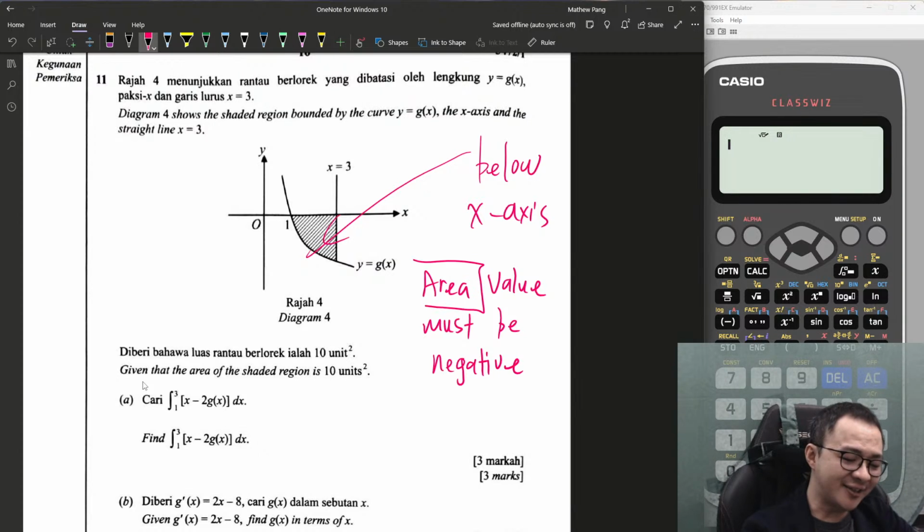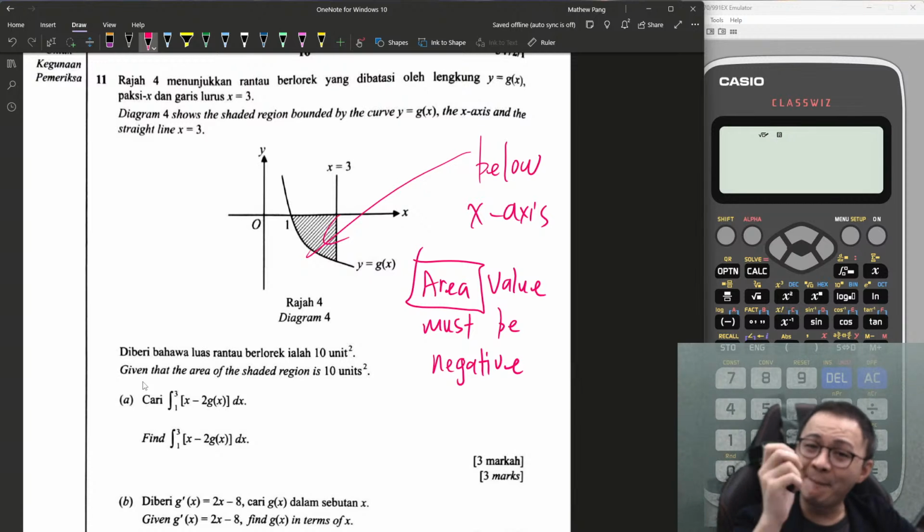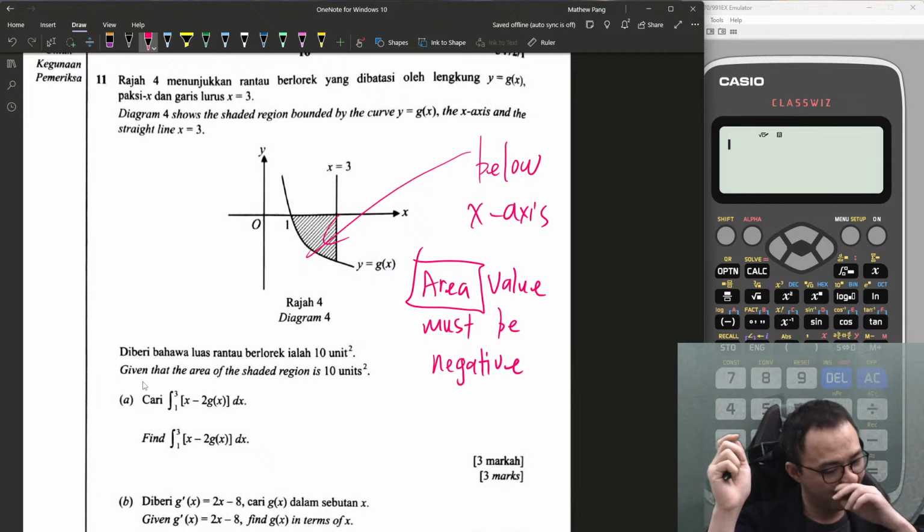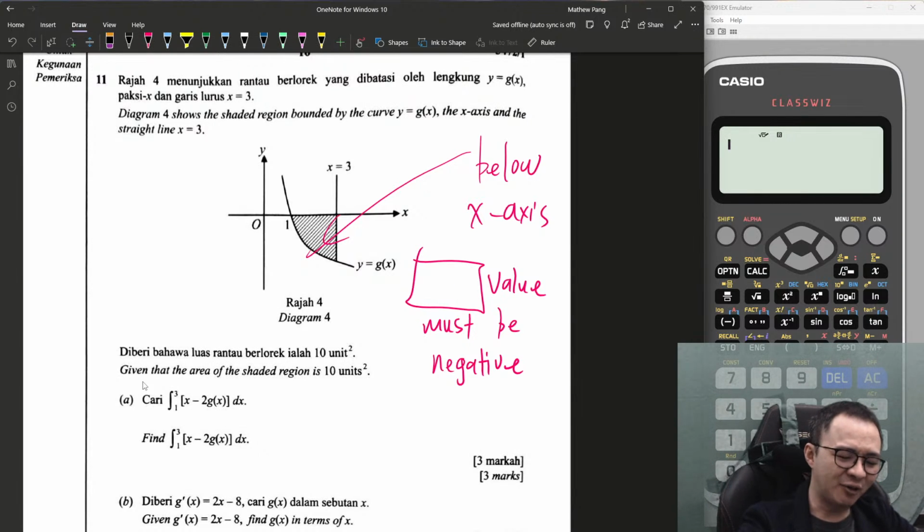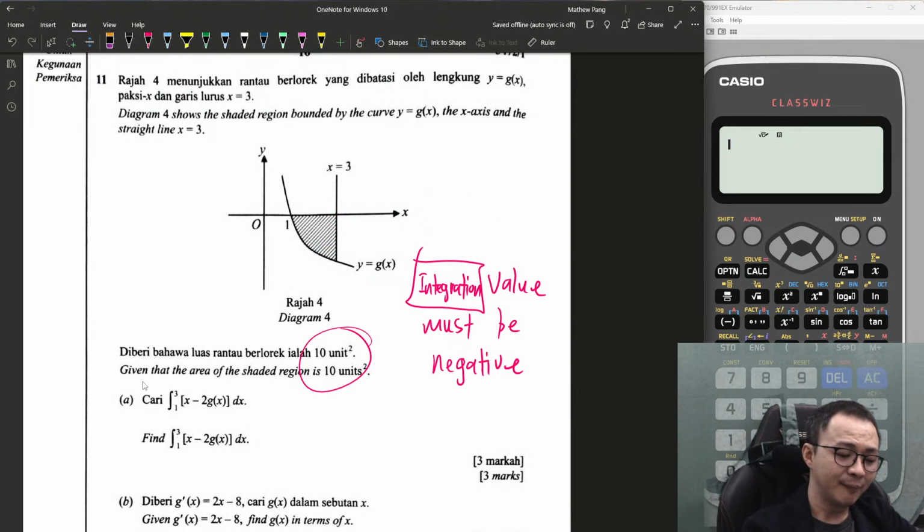But the area itself is always positive, but the area value can be negative. Then we take the modulus if we want to get the area. Or "area value" may sound confusing, so maybe I would say it's the integration value. The integration value for that area is negative. Since the question tells me the area is 10, without doing anything I already know that if I integrate from 1 to 3 for my g(x), I will get -10, because it's below the x-axis.